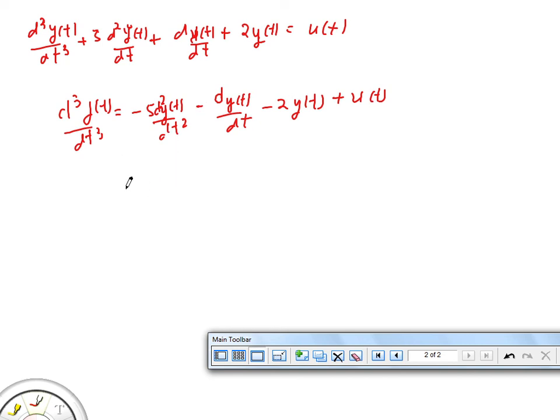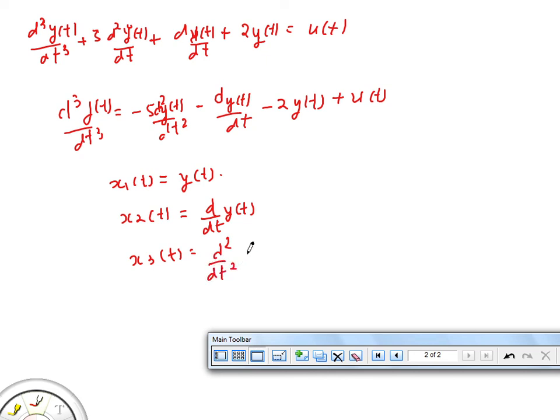Now I have to take some variables. I will take the first variable x1 of t. I am assuming that x1 of t is equal to y of t, x2 of t is equal to the derivative of y of t with respect to t, and x3 of t is equal to d square by dt square of y of t. We have to choose these particular variables.